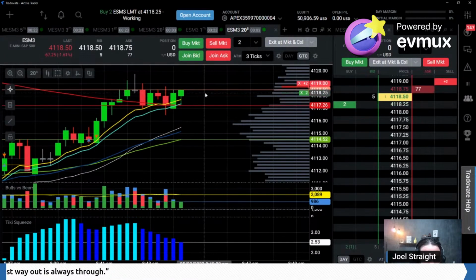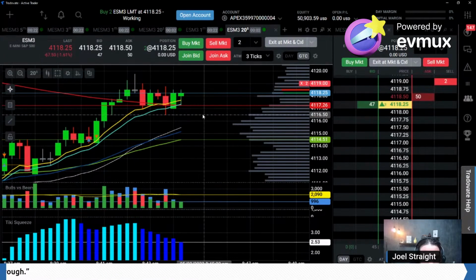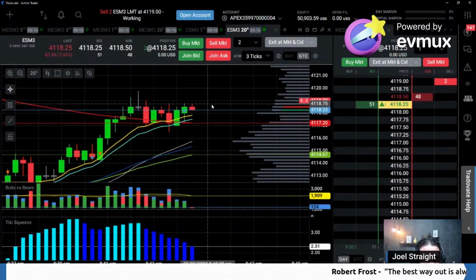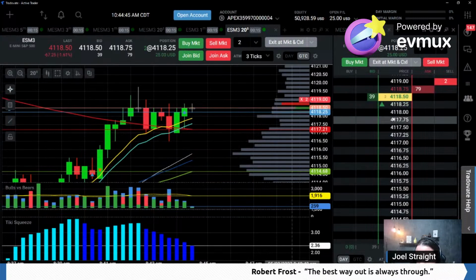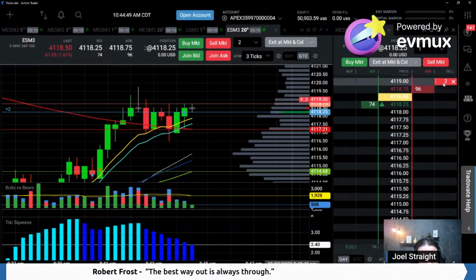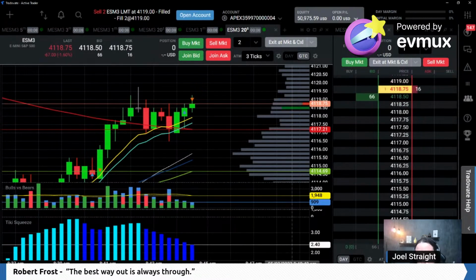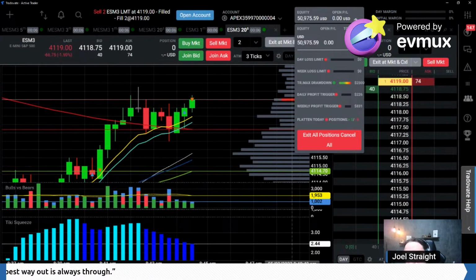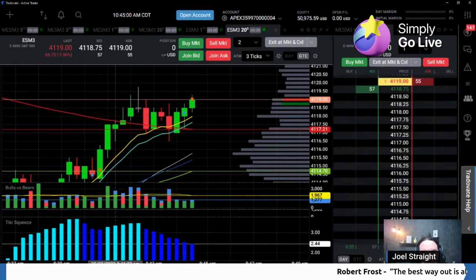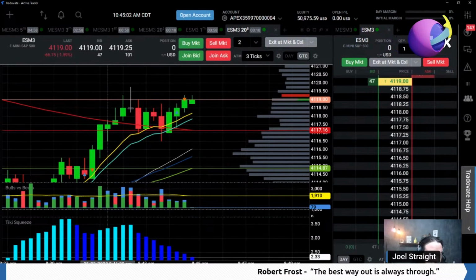Join the bid here. Order filled. Long 18 and a quarter. I'm going to get out of 19. Order filled. All right, we got that. We're up 225.76 on the day. Not a bad day so far. 975.59 out of 3,000.